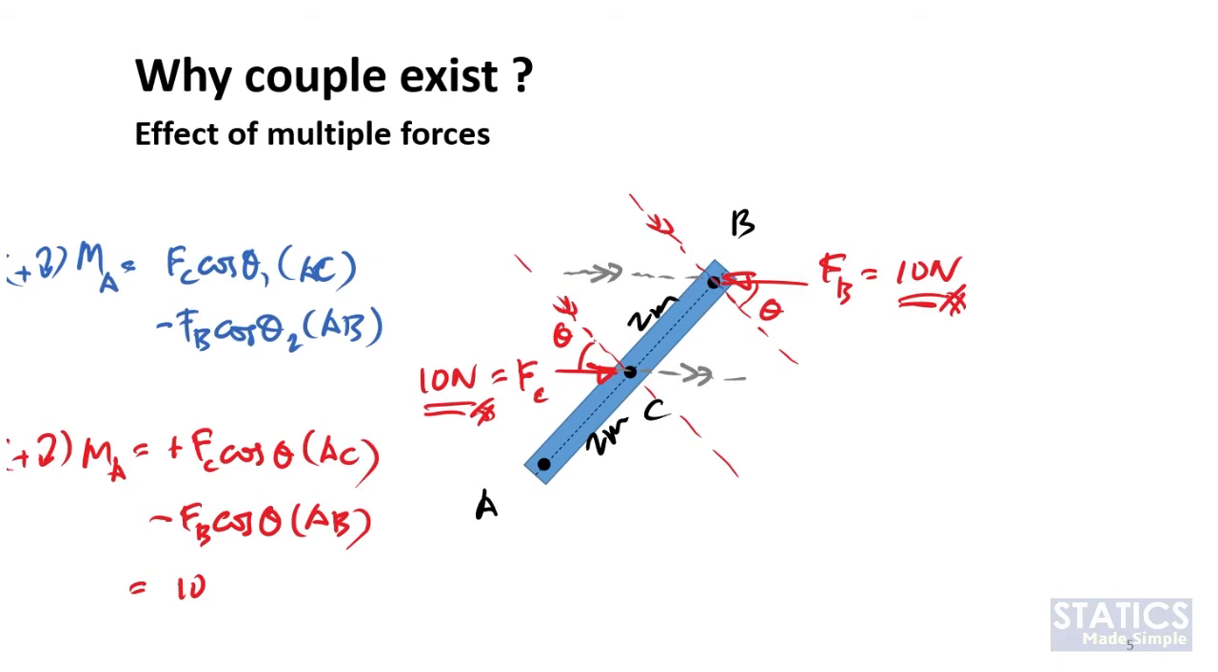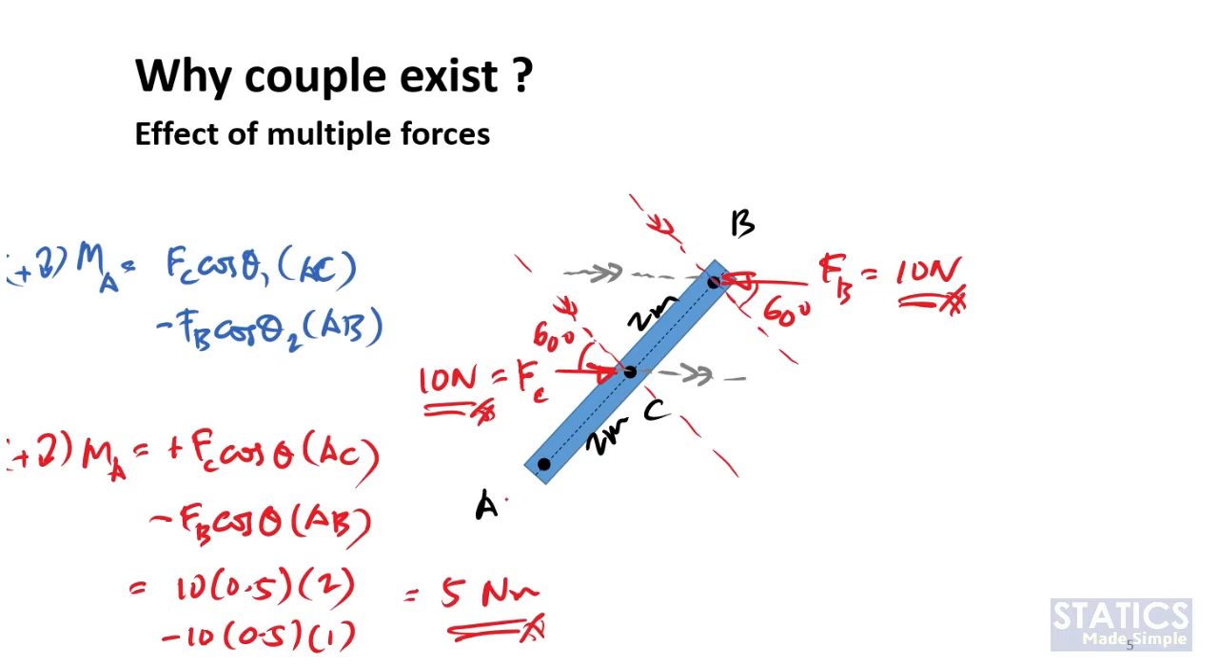We can leave the cos theta, or we can give a number to cos theta as well. Let's make this simpler. This theta is equal to 60 degrees, so cos 60 degrees is 0.5. AC will be 2, minus 10 times 0.5 times 1. So here you'll end up with 10 minus 5. So you have 5 Newton meter.